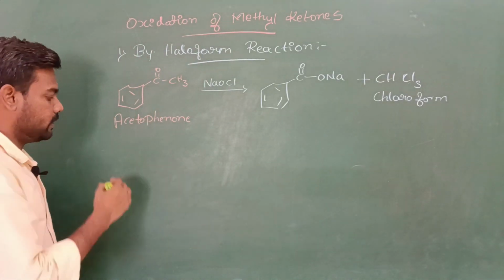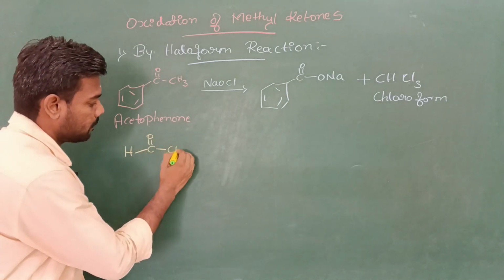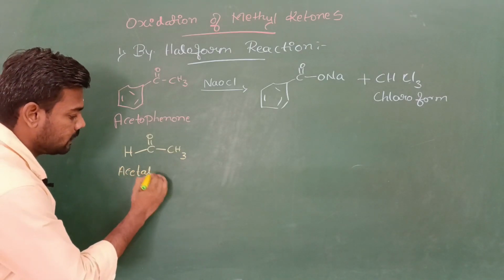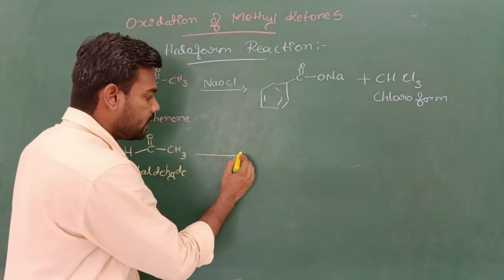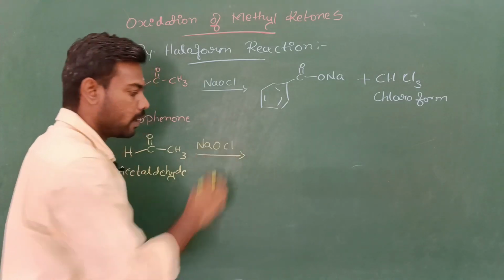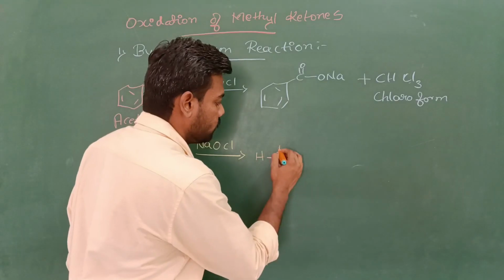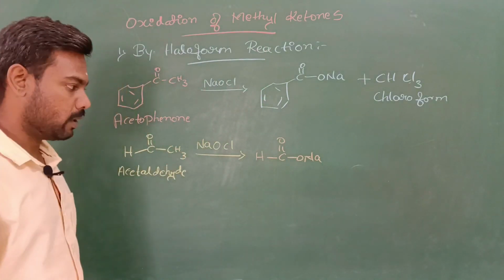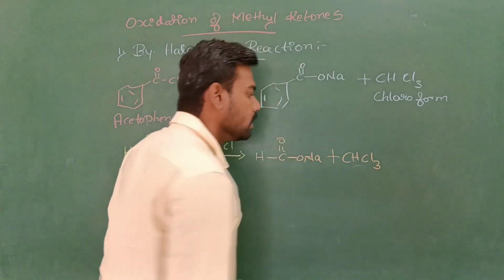And if R is H, then this is known as acetaldehyde. If acetaldehyde is on reaction with sodium hypochlorite, it forms sodium salt of carboxylic acid and we get chloroform.